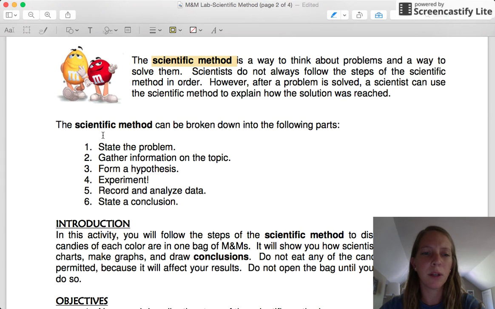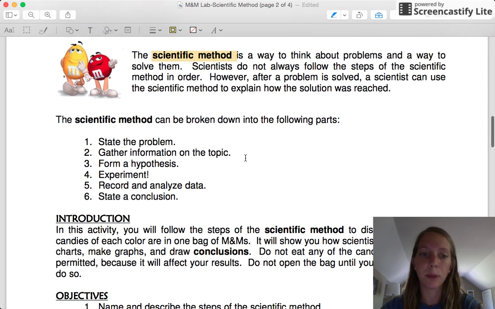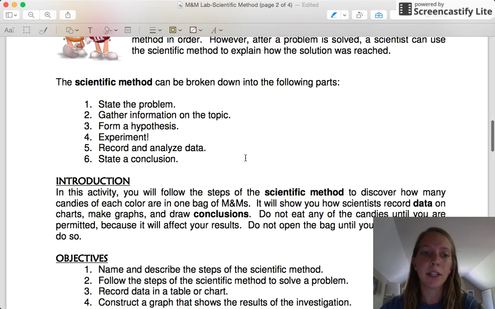So as we know, here it is in order: state the problem, gather information, form a hypothesis, do the experiment, record and analyze data, state a conclusion, and then the thing that they don't have listed on here is report results. Always important to share your results with people.